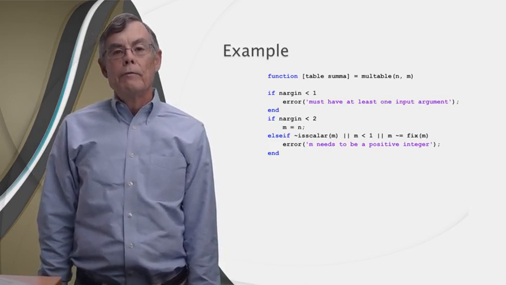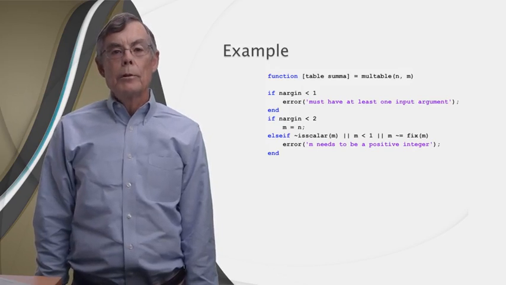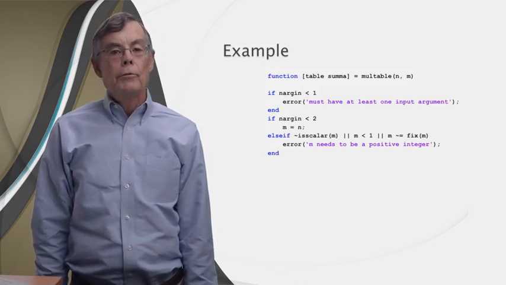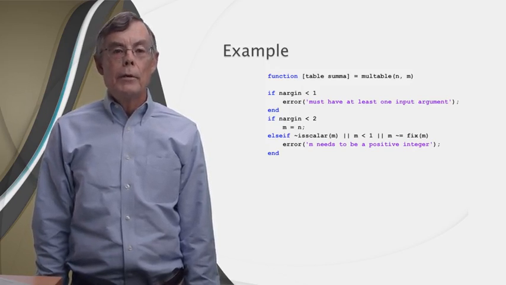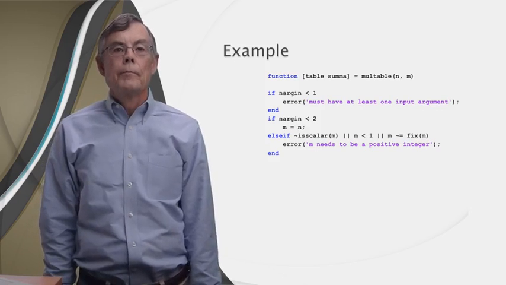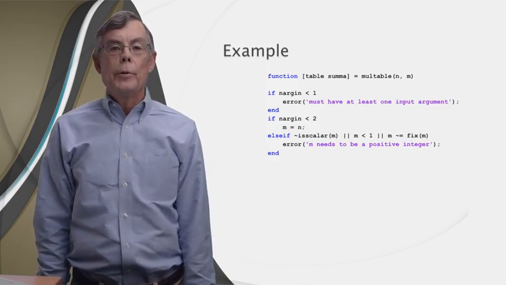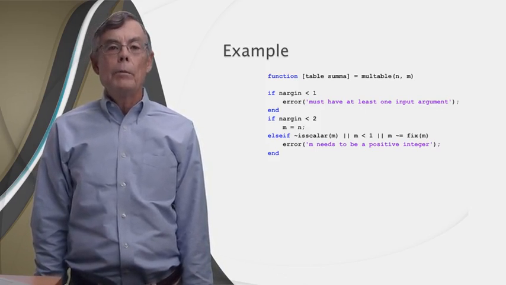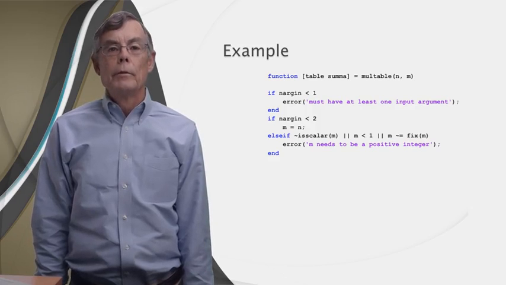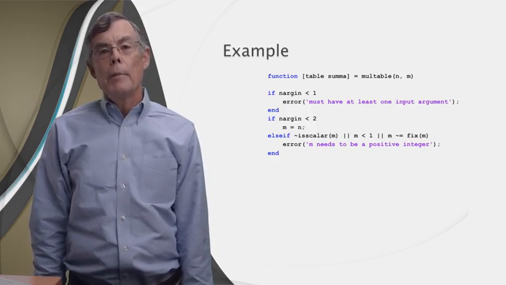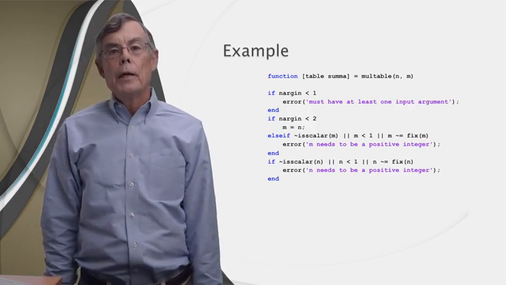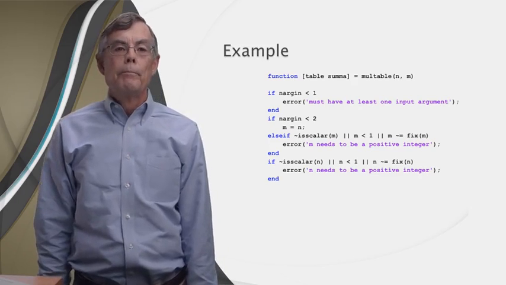We use the built-in fix function, which rounds its argument to an integer. If m is not an integer, then its rounded value won't be the same as m itself. If any of these conditions is true, then we have an error. So we use the error function, telling the user that m needs to be a positive integer. And then error automatically quits the function. Now we repeat the same check for n that we did for m.